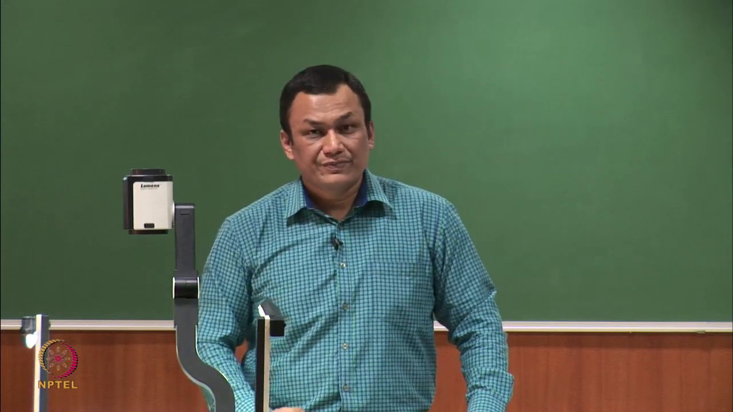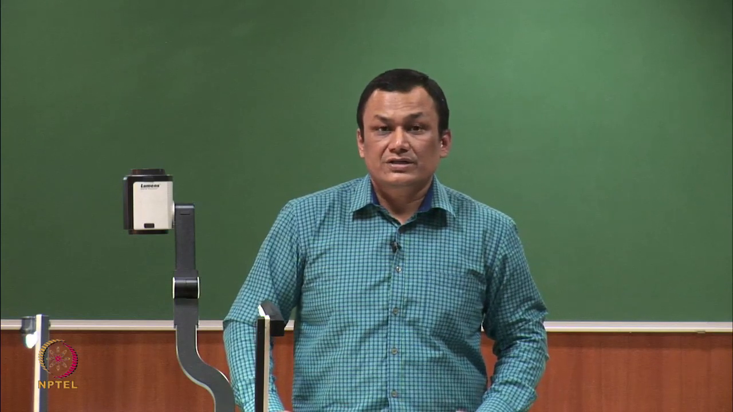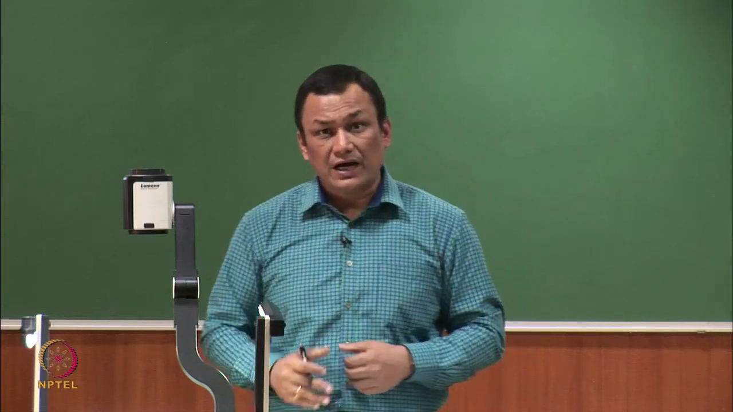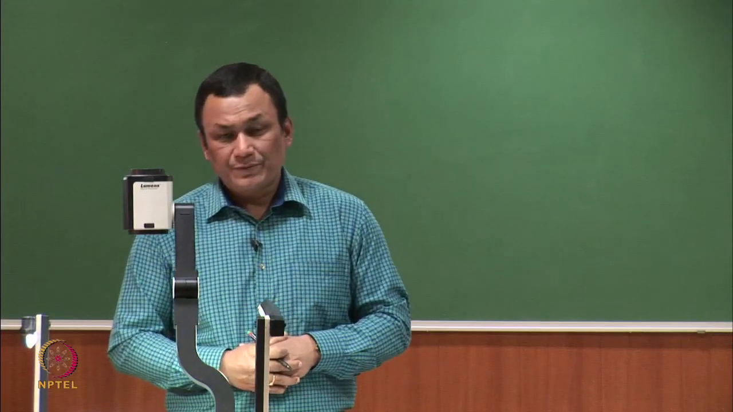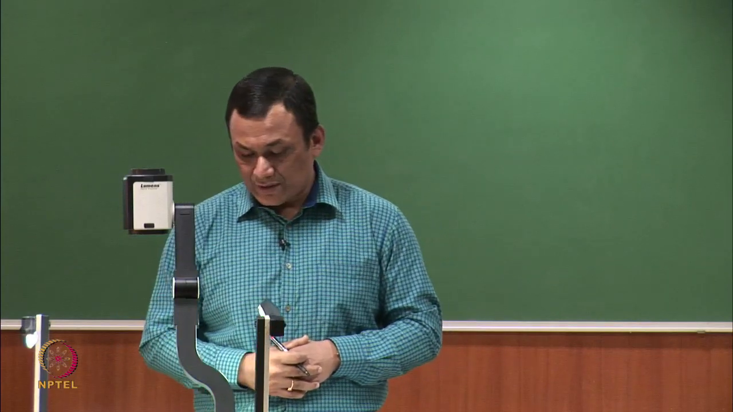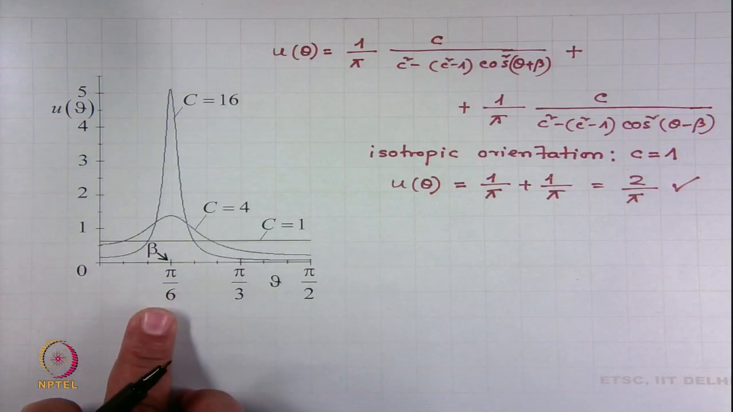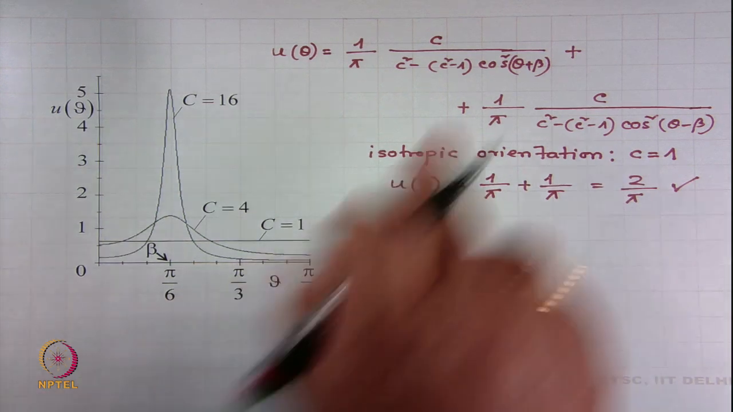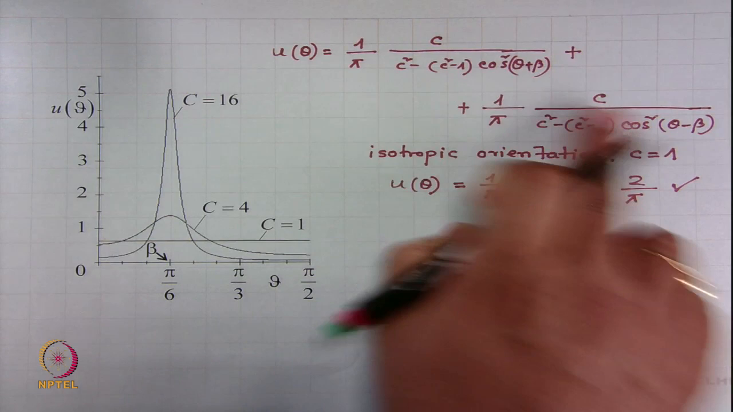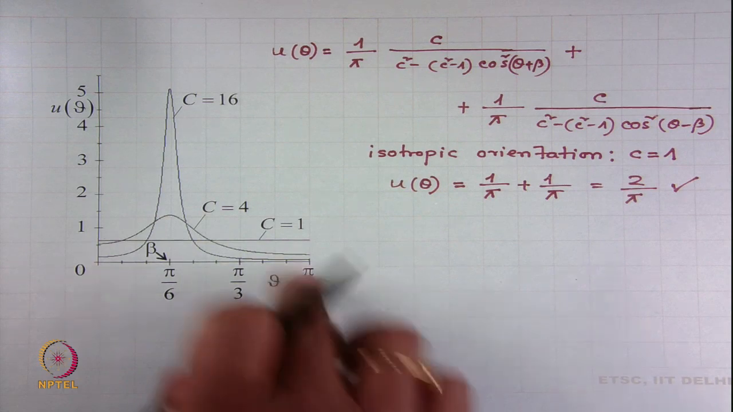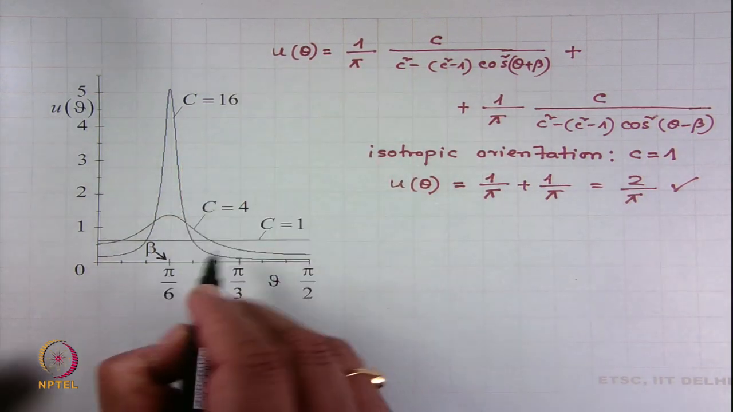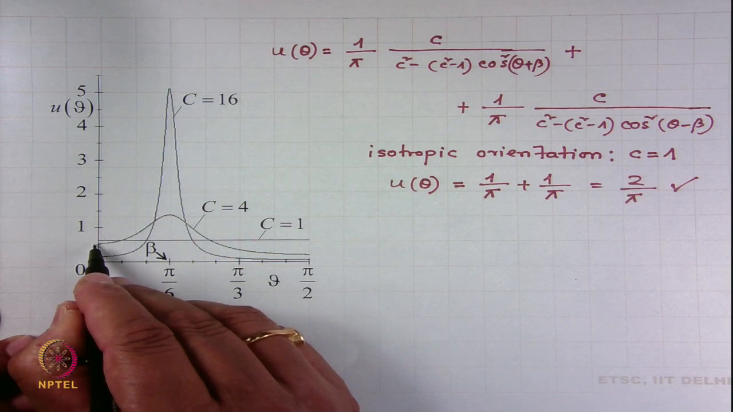What is the value of f naught psi naught for isotropic orientation? The answer is 1 by pi. Psi naught and theta are different. Okay. Now, suppose C is equal to 4 and beta is equal to pi by 6. So, if we substitute C is equal to 4 and beta is equal to pi by 6 here, for different values of theta ranging from 0 to pi by 2, we will obtain different values of u theta. So, we obtained this graph.